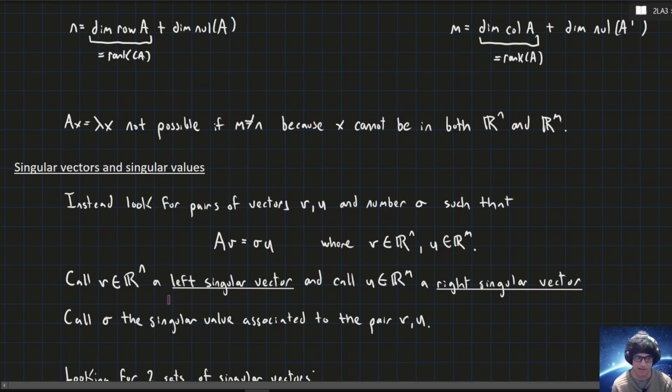We're going to call v the left singular vector. We're going to call u the right singular vector, because v is on the left side of this equation and u is on the right side. And we're going to call sigma the singular value associated to the pair v, u. It's a number that makes this equation true.